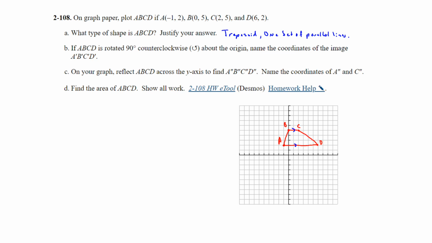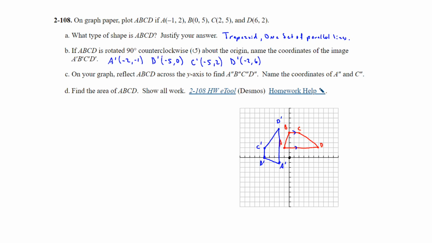Part B, if the quadrilateral ABCD is rotated 90 degrees counterclockwise about the origin, name the coordinates of the new image. So we are rotating around the origin. So use tracing paper, rotate that around the origin, and these would be your new points. Alright, so those are the new ordered pairs for A prime, B prime, C prime, and D prime, and then the picture below as well.